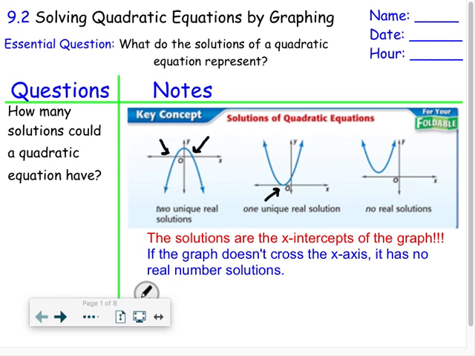So the number of x-intercepts is the same as the number of solutions to the quadratic equation. If the graph doesn't cross the x-axis, it has no real number solutions. And that could mean up above the x-axis, or it could mean down below, like this.